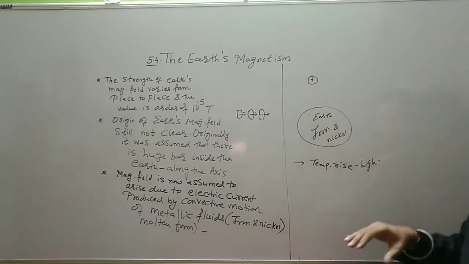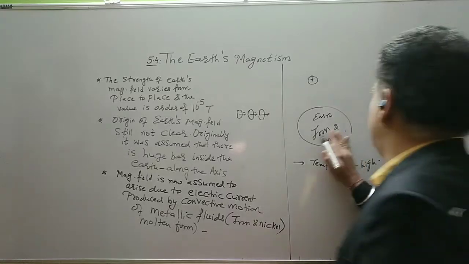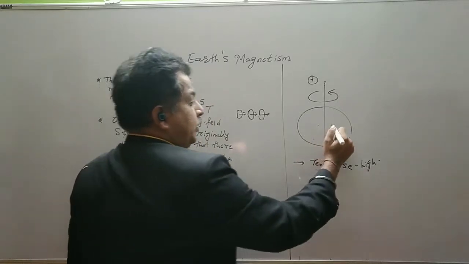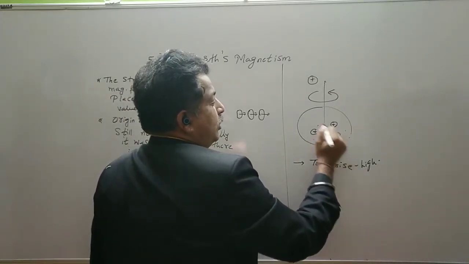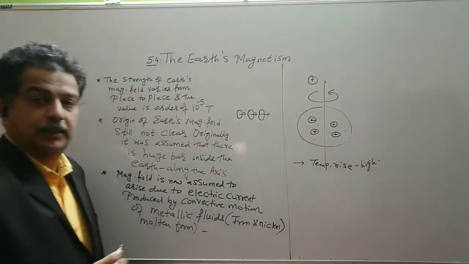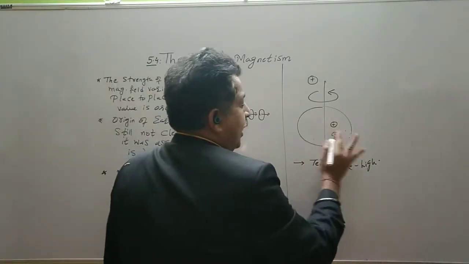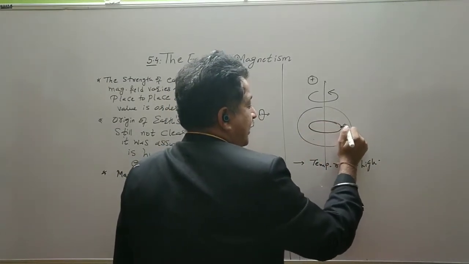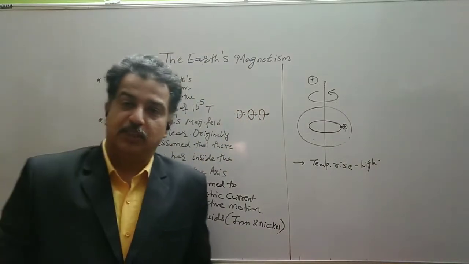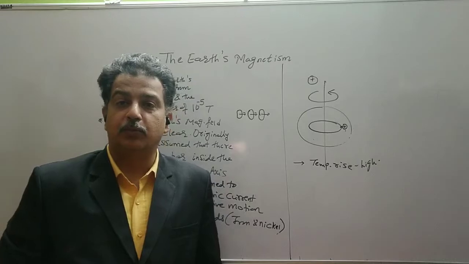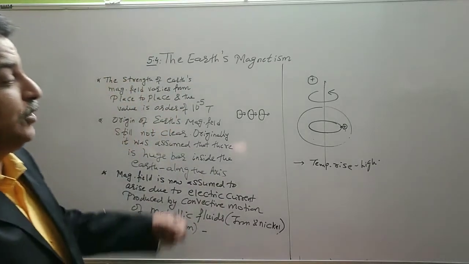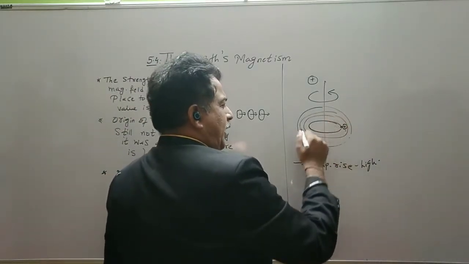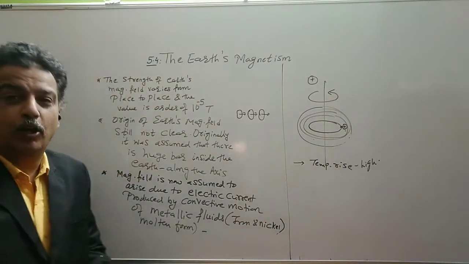Now these ions are continuously in motion and the earth is rotating about its own axis. So it is assumed that these ions are also rotating along with the earth. Now let us consider one ion of nickel or any metal, this ion is also rotating. Now what will happen? The ion is positively charged. The motion of positive charge produces electric current. So all the ions will also be rotating along with the earth.